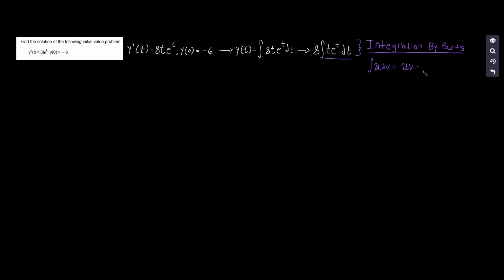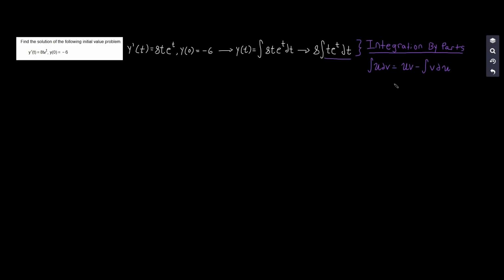Ultraviolet, super voodoo. Now let's just investigate what's going on here. U times dv. We use integration by parts when we're trying to take the integral of a product.